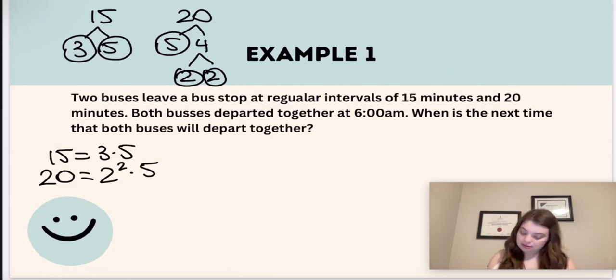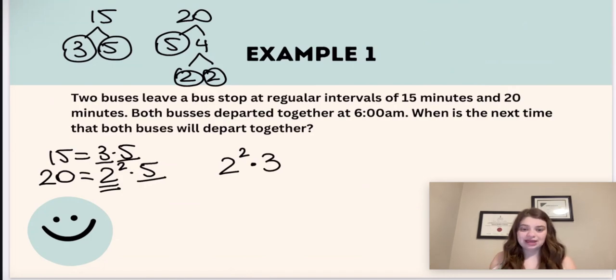2 squared is only in 20, so I'm going to count that and put it here. 3 is only in 15. I'm going to count that and put it here. 5 is in both, so because it's in both, I'm only going to count it once since it's a common number for both. So it only gets counted once, not twice. And so this number, 2 squared times 3 times 5, represents the least common multiple.